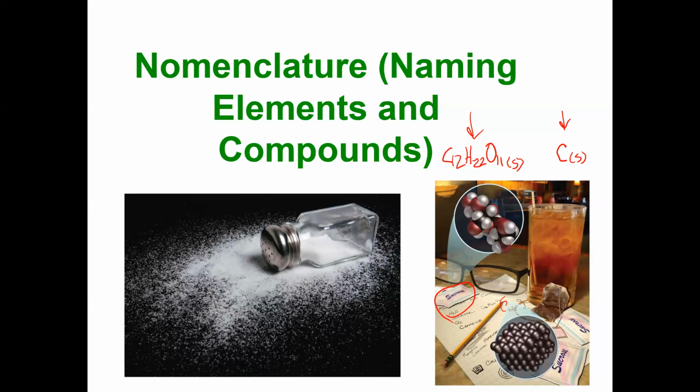Another example of a compound, other than sucrose, is not just table sugar, but table salt, which we know as sodium chloride. And we would just write a little lowercase subscript s to show that it's a solid at room temperature. So this is pretty much what we'll be introducing in this video, and then following this video, we'll talk about the different types of compounds and how to name them appropriately.